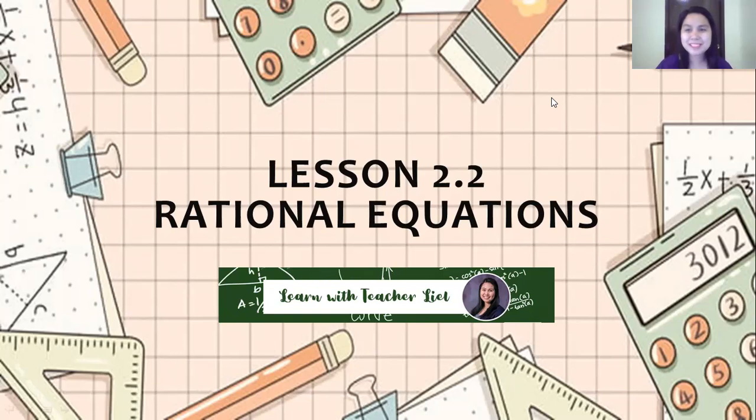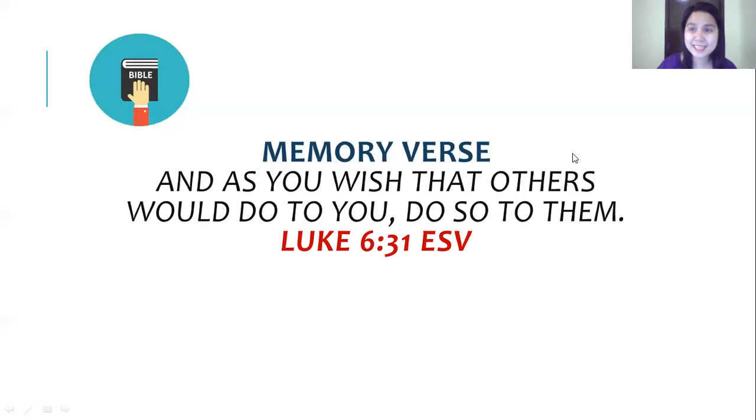Let's start by reciting today's memory verse. And it's found in Luke 6, verse 31. It says, "And as you wish that others would do to you, do so to them." This is equivalent to the golden rule. Do unto others what you want others do unto you. And it's one of the key steps in solving for linear or quadratic equations or for solving for variables.